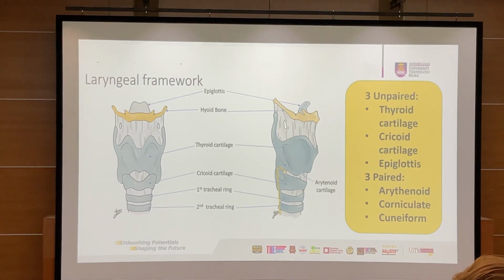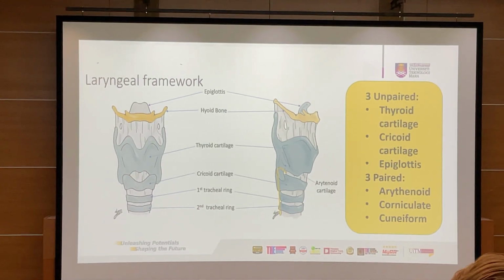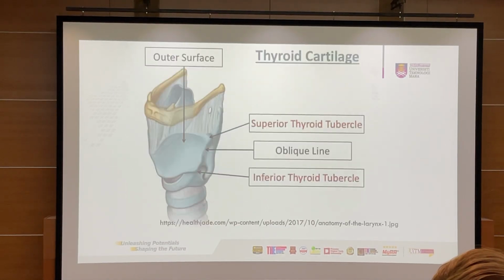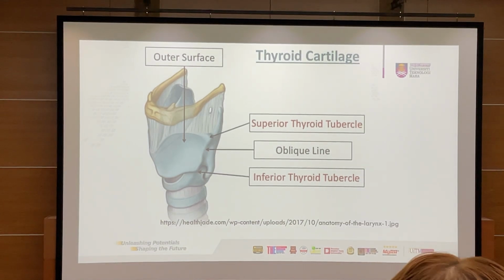The 3 unpaired are the thyroid cartilage, which is the largest cartilage in the larynx, followed by the cricoid and epiglottis. We also have 3 paired, which are the arytenoid, corniculate, and cuneiform. So this is how it looks from the anterior and posterior aspect of the larynx. Let's have a look at the thyroid cartilage.